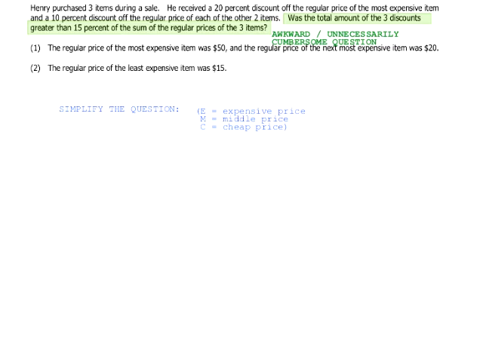So the total amount of the three discounts is greater than 15% of the sum. Okay, well, the total amount of the discounts, you have 20% of E, and then you have 10% of the others. Was that greater than 15% of the sum of all of the prices? So this is what the question literally says.